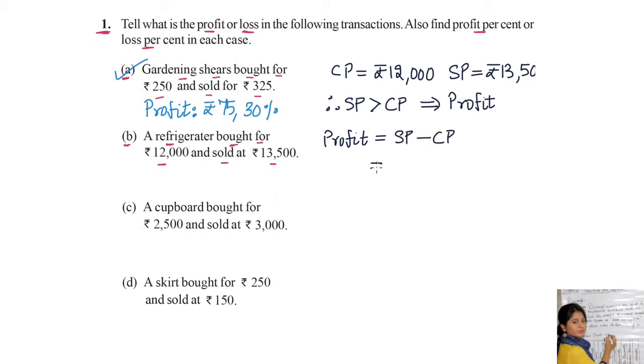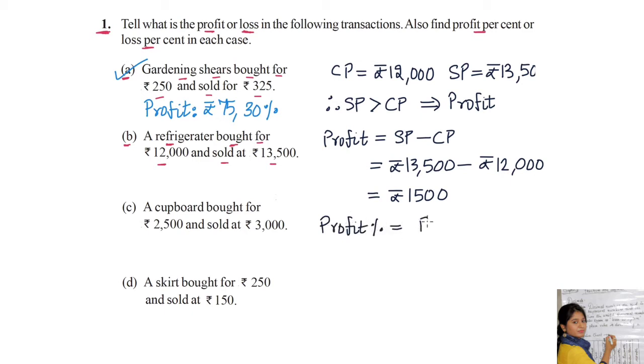So now let's find out the profit. Profit is equal to, since selling price is greater, selling price minus cost price, that will give you the profit. Rupees 13,500 minus 12,000, and the final result, which will be your profit, is equal to 1,500. It means that a profit of 1,500 has been made.